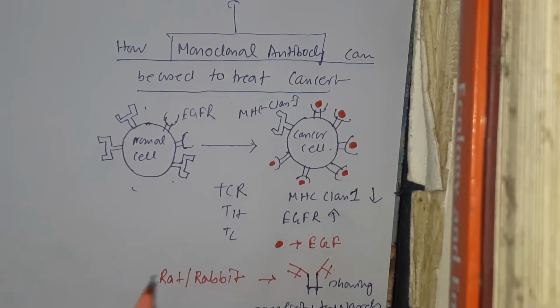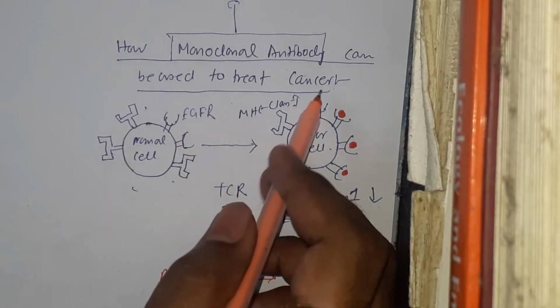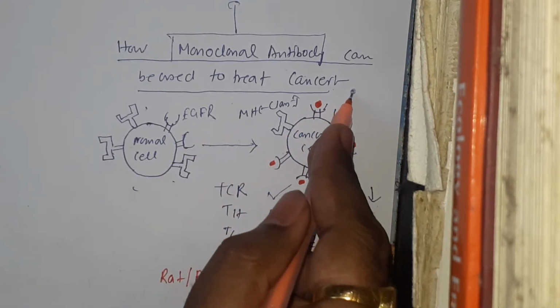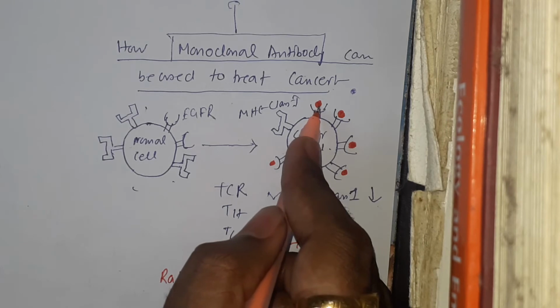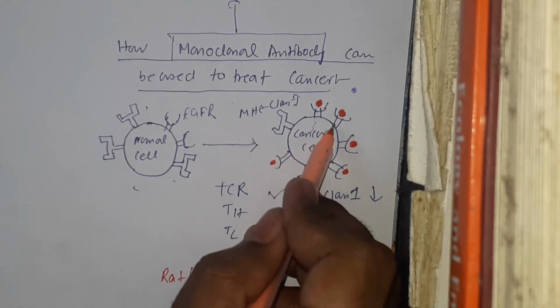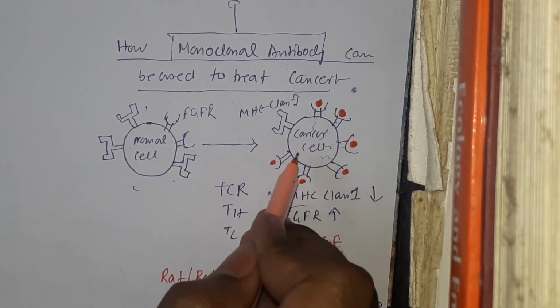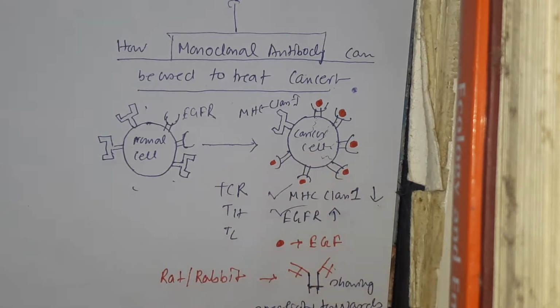That is why cancer cells have the ability to evade our immune response, because they have the ability to lower the expression of MHC class 1 molecules, but in turn they increase the expression of epithelial growth factor receptor 2. And this epithelial growth factor receptor, when it binds with an epithelial growth factor, will induce some signaling pathway inside that provides a signal to the cancer cell to rapidly divide and grow, right?